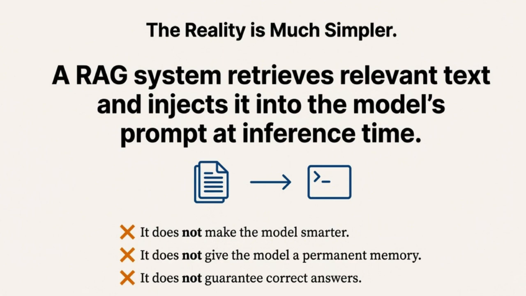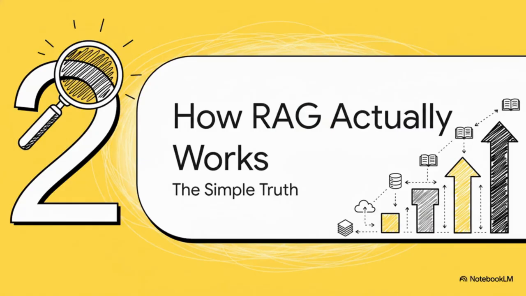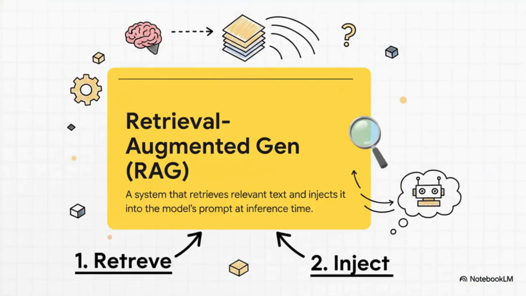Okay, with those myths out of the way, let's talk about what's actually going on. So, what RAG really is? Here's a simple, maybe even boring truth. A RAG system is just a two-step process. First, it retrieves chunks of text that seem relevant to your question. Then, it injects those chunks directly into your prompt sent to the language model. That's it. No magic, just a process. So this is how RAG works and what RAG is.